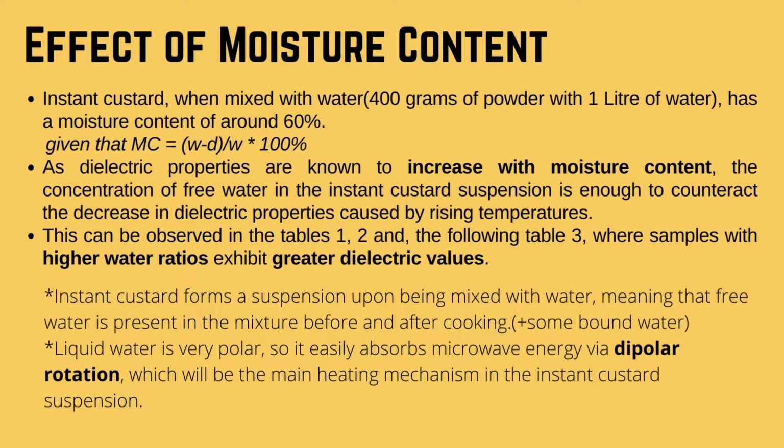Moving on to moisture content, first you have to know that instant custard, when mixed with water at about 400 grams of powder to 1 liter of water, will give you a moisture content of about 60%. So this means that an instant custard mixture has a lot of water in it, mostly free water and some bound water, because the starch molecules will bind to some water. And since dielectric properties are known to increase with moisture content, the concentration of free water in the custard suspension is usually enough to counteract the decrease in dielectric properties that is caused by high temperatures.